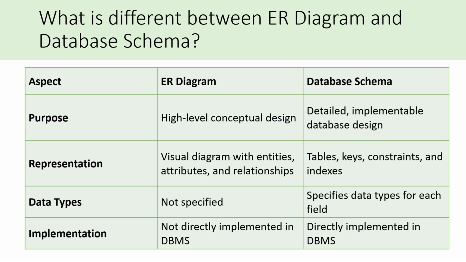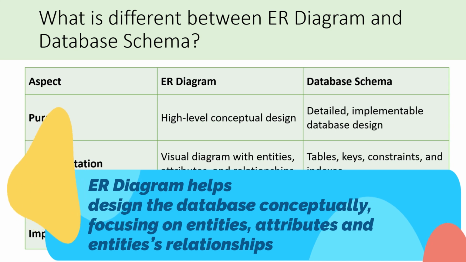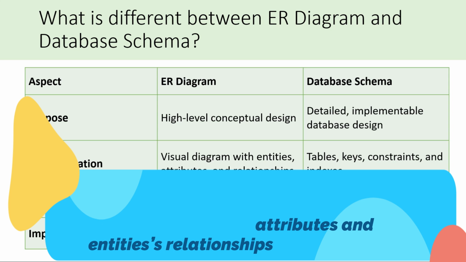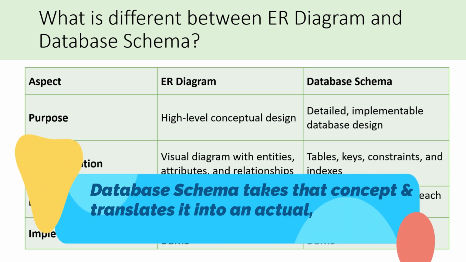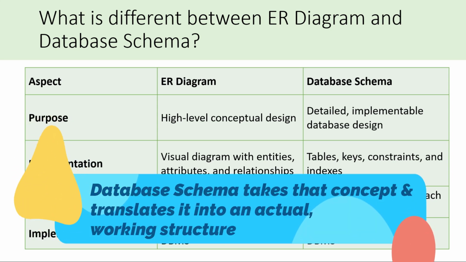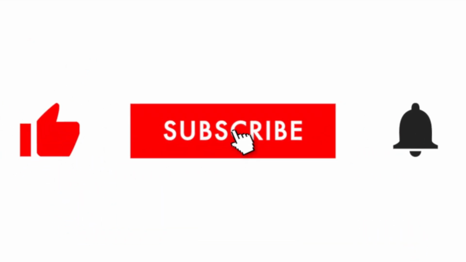So to sum it up, the ER diagram helps you design your database conceptually, focusing on entities, attributes and relationships. Meanwhile, the database schema takes that concept and translates it into an actual working structure that a database management system can use. I hope this clears up the differences for you.